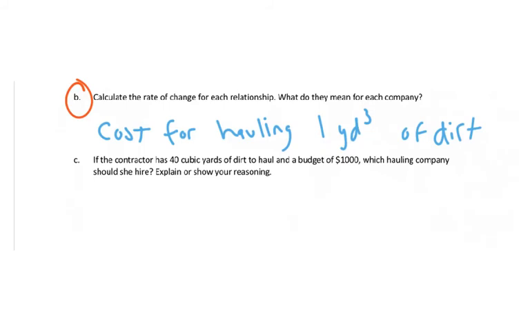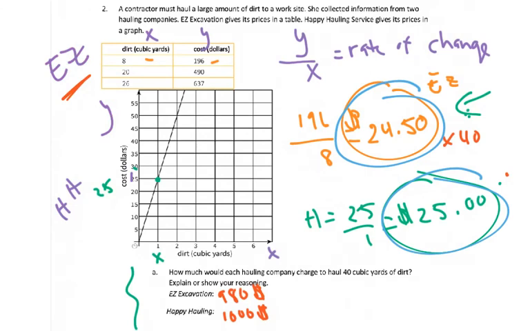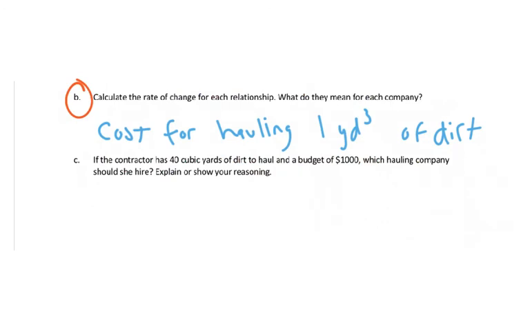So finally, it says if the contractor has 40 cubic yards of dirt to haul and a budget of $1,000, which hauling company should she hire? Explain or show your reasoning. Well, we have our costs right here, right? So really, she could hire either. The budget would fit either. I might still pick easy just to have a little room in my budget for tax or any unknown fees, but she could hire either.